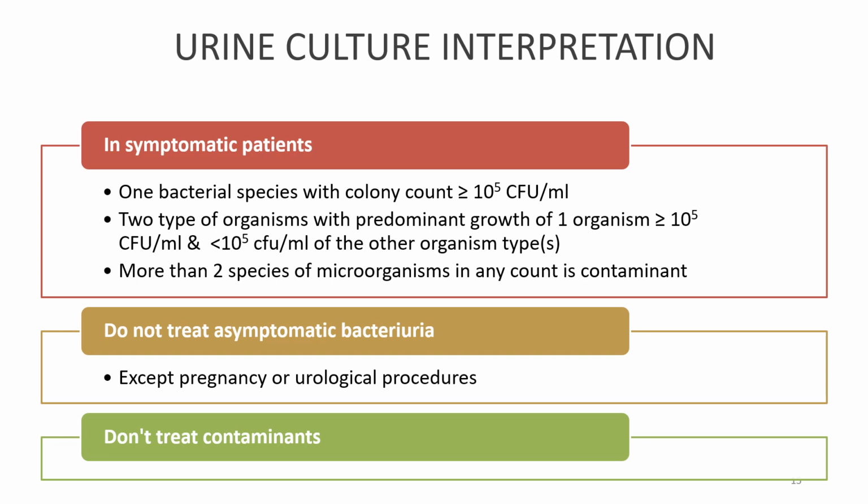So let us understand interpretation of urine culture. One bacterial species with a colony count of 10 raised to 5 is significant in a symptomatic patient. Two types of organisms, with one colony count of more than 10 raised to 5 and another less than 10 raised to 5, is significant. More than two species of microorganisms is always a contamination. Do not treat asymptomatic bacteriuria except in case of pregnancy or urological procedures. Don't treat contaminants.